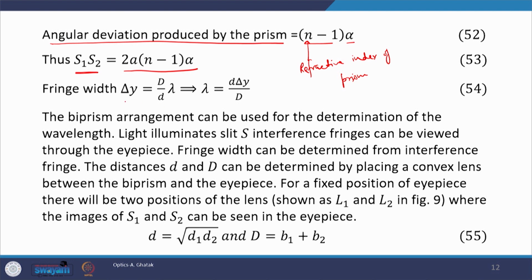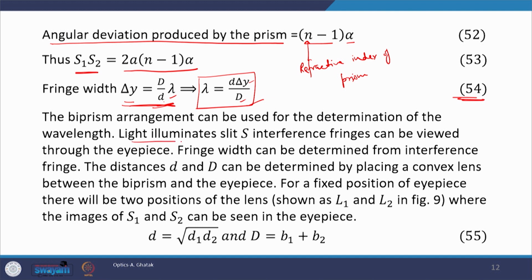The formula for the fringe width is known, which is capital D by small d into lambda. This is from Young's double slit experiment, and from here we can calculate the wavelength of the light, which is equal to small d into delta y upon capital D. Delta y is nothing but fringe width. Now, from equation number 54, we can easily see that Fresnel biprism can be used to determine the wavelength of the source.